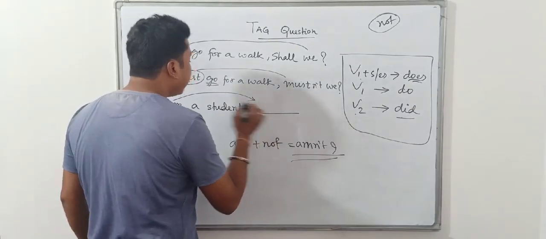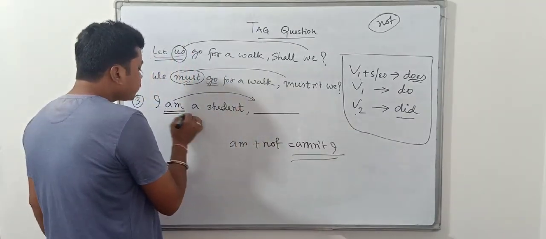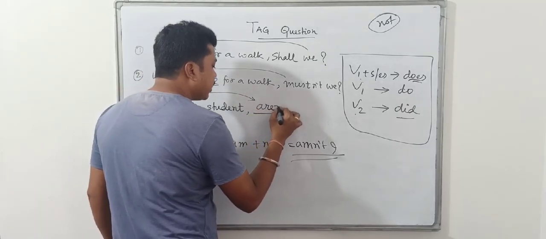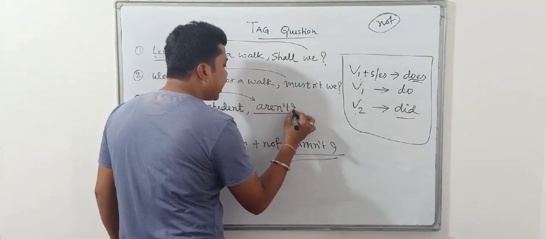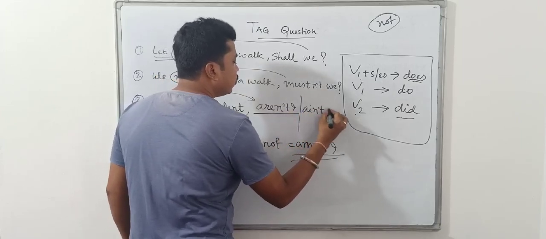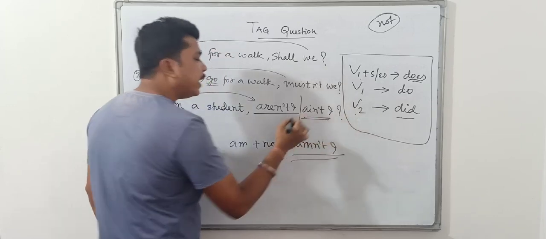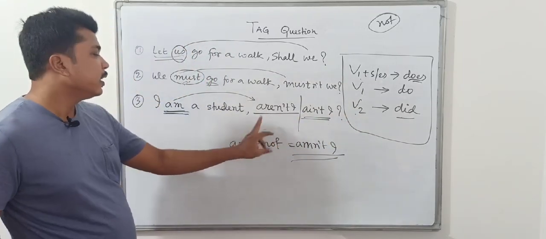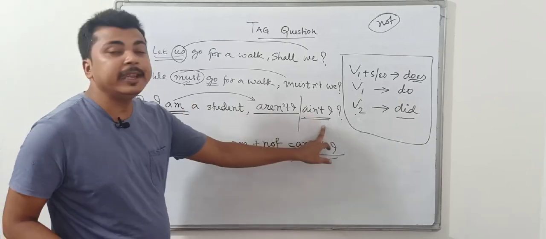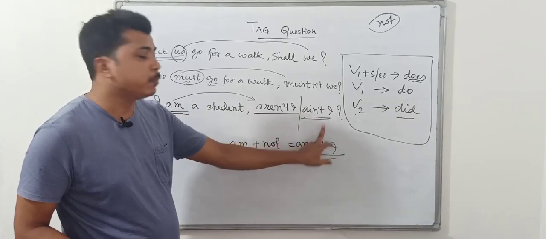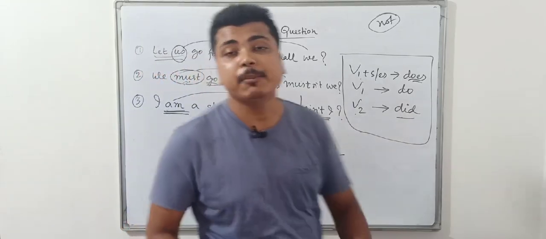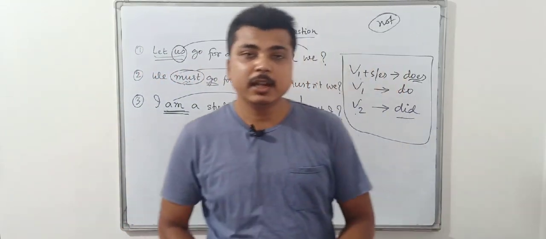If you write amn't I, it is wrong. So what can you write? If your auxiliary verb is am, in that case you are going to write aren't I, or you can write ain't I. Out of these two, anyone you can write. Both are correct. I am a student, aren't I, or I am a student, ain't I, both are correct in this case. But amn't I is totally wrong. We generally do not write amn't I. Hope it is clear now.